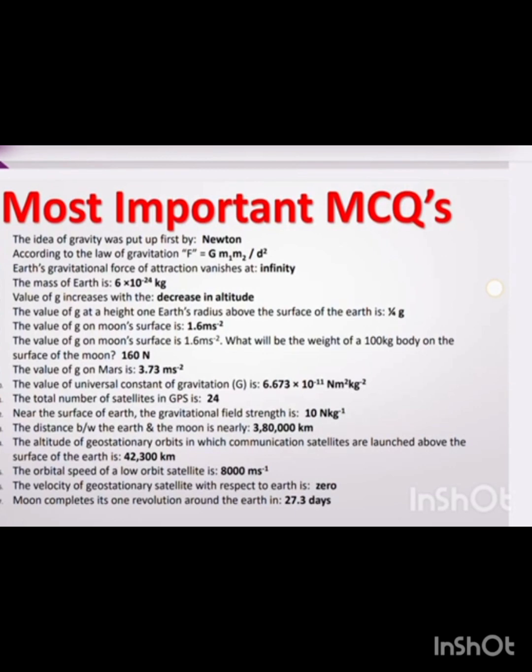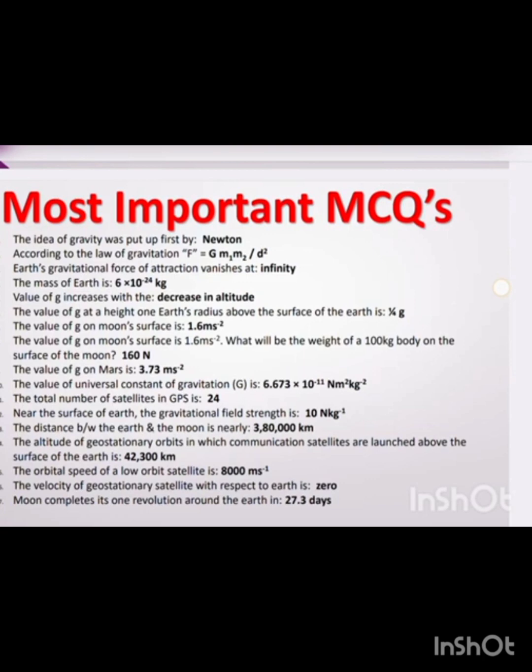The value of g on the moon's surface is 1.6 meter per second square. What will be the weight of a 100 kg body on the surface of the moon? 160 Newton. The value of g on Mars is 3.73 meter per second square. The value of the universal constant of gravitation G is 6.6673 multiplied by 10 raised to the power minus 11 Newton meter square per kilogram square.